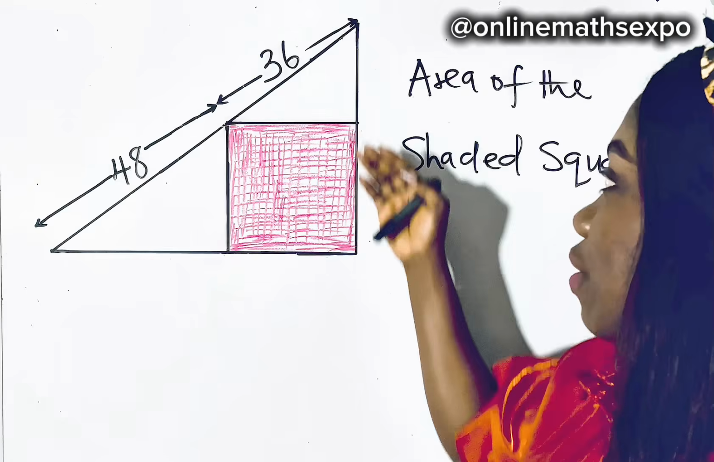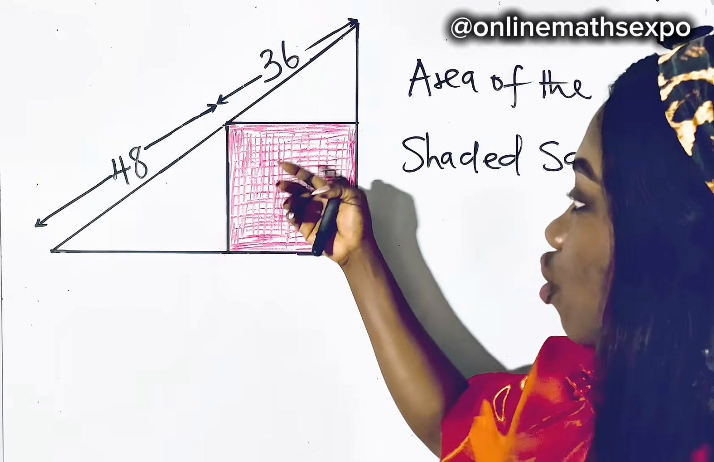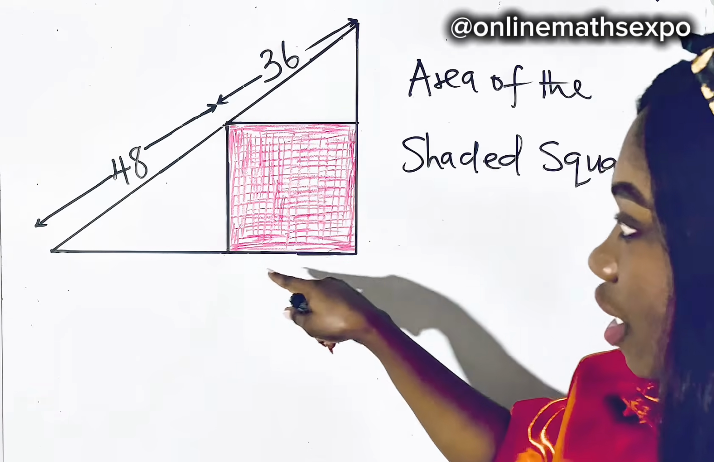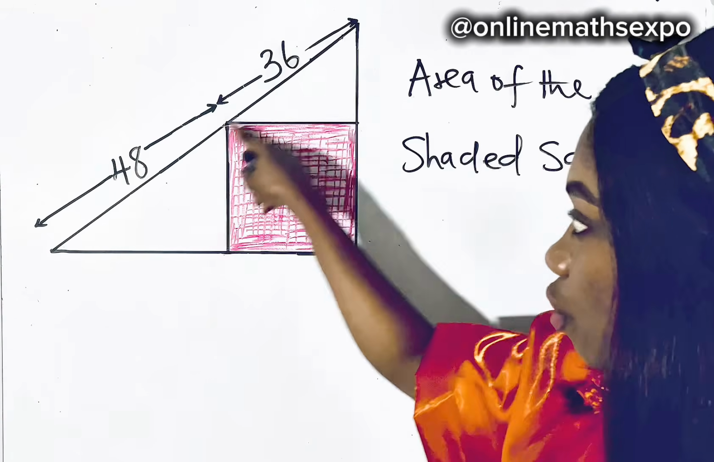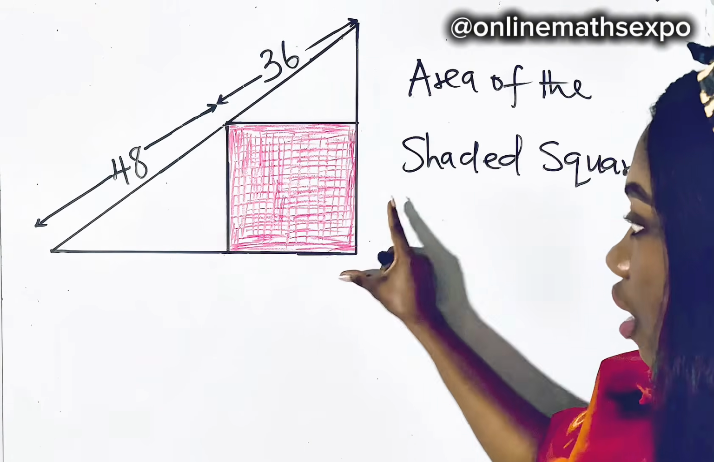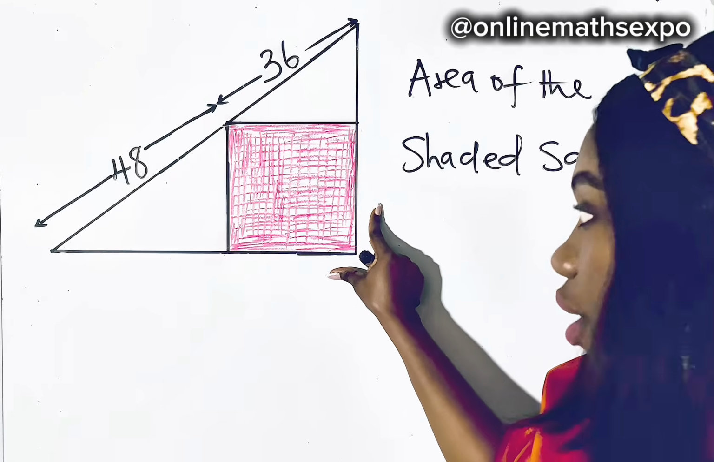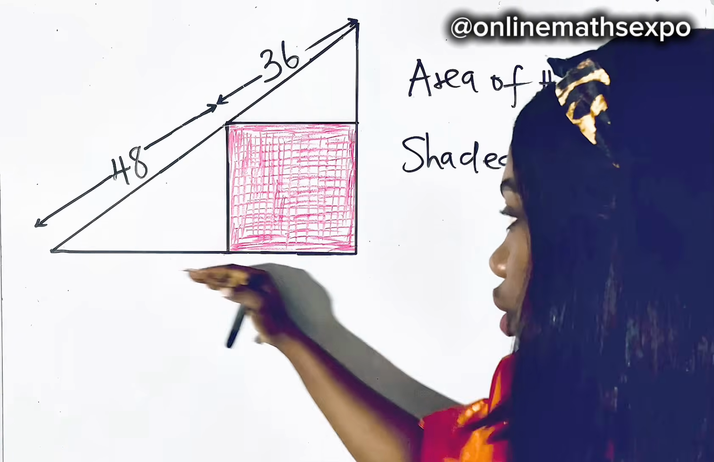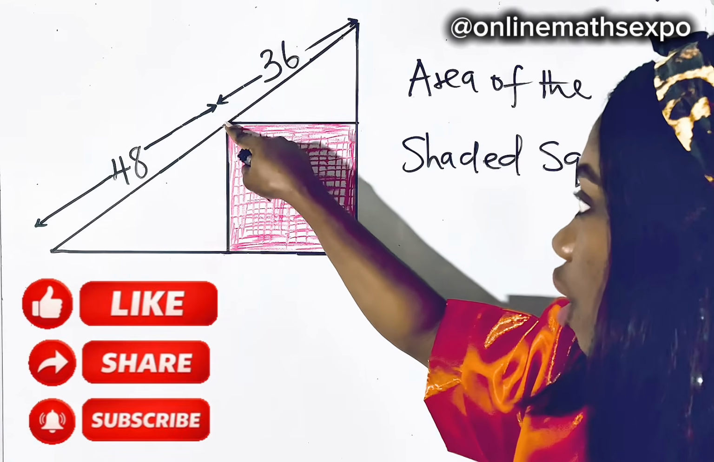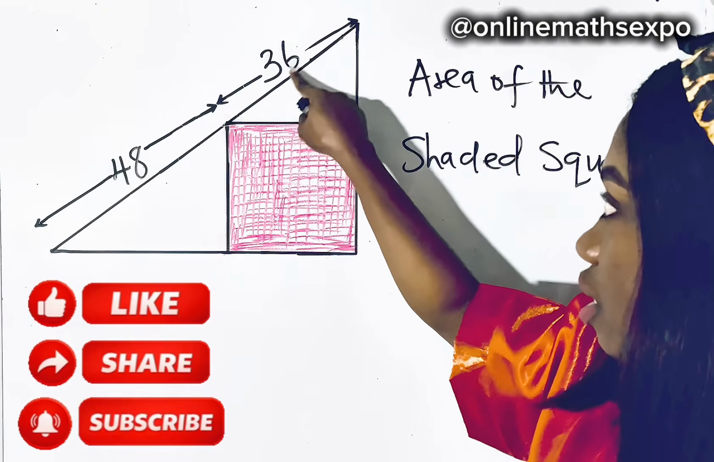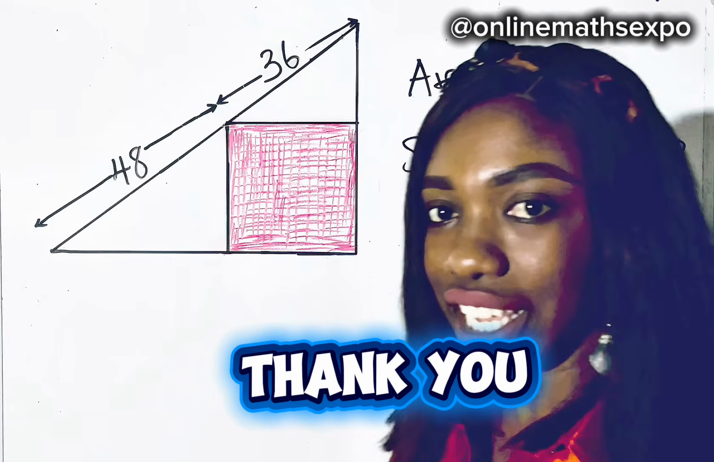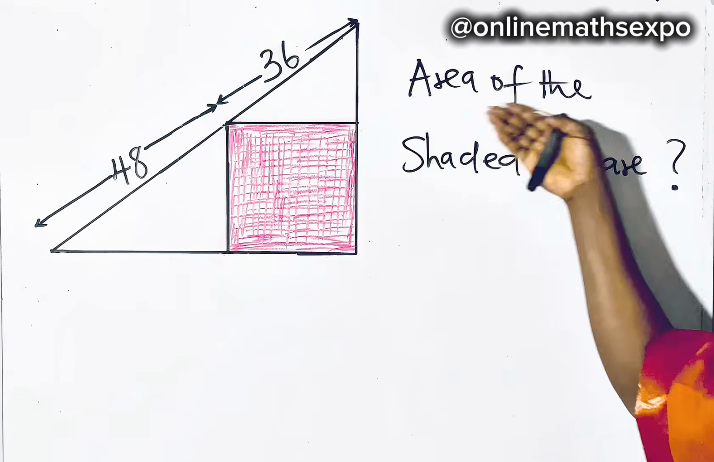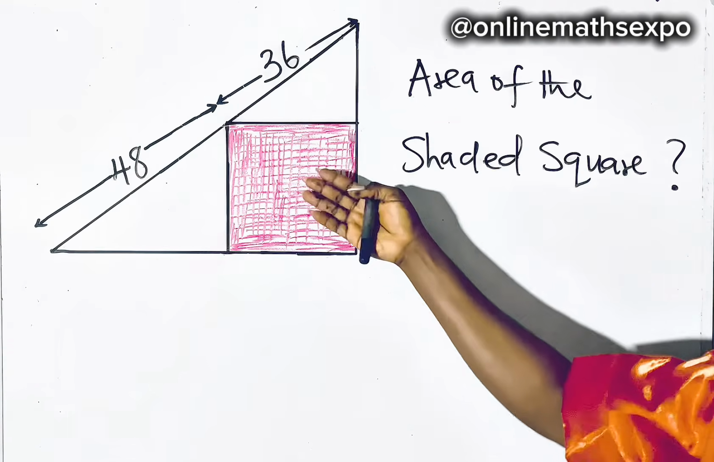We are given a right triangle and inscribed is a square such that the vertex of this square is lying on this part of the right triangle, and these two adjacent sides of the square also lie on this part of the right triangle. From here down to this measures 36 units, and from here down to this measures 48 units. And we are asked to find the area of this shaded square.